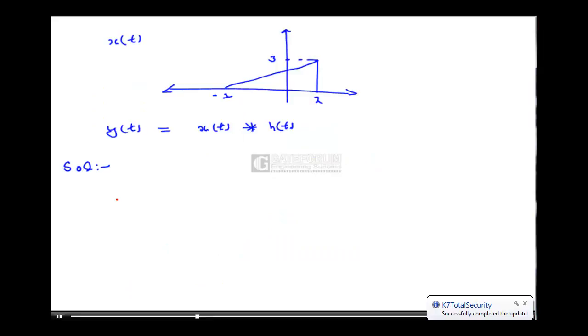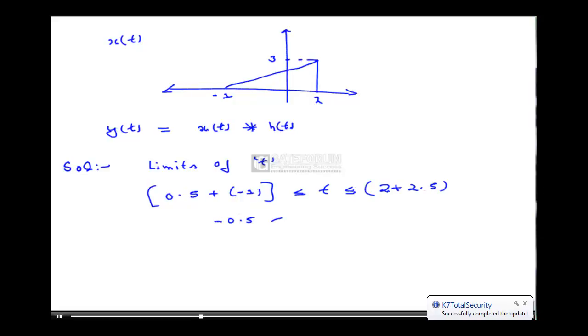Solution. First of all, the range of t. Limits of t. The t will lie between 0.5 plus minus 1 and 2 plus 2.5. This becomes minus 0.5 less than t less than equal to 4.5. Okay.